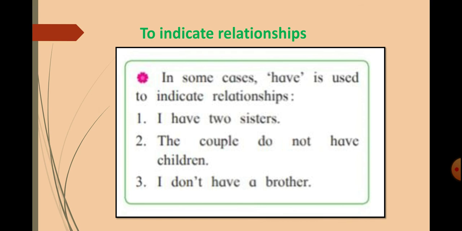To indicate relationships. In some cases, have is used to indicate relationships. For example, I have two sisters. Second example, the couple do not have children. Next example, I don't have a brother. It shows the relationship. For that, we use have to indicate relationships.